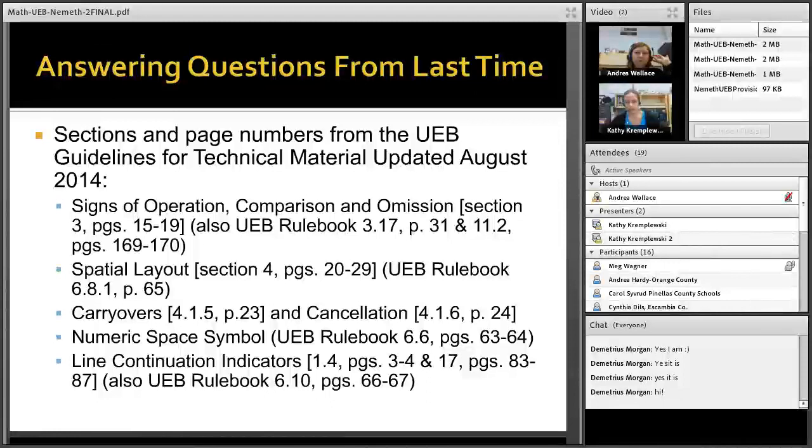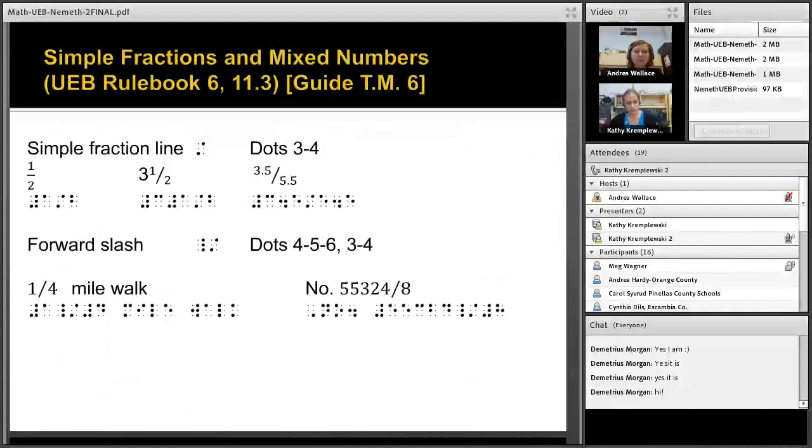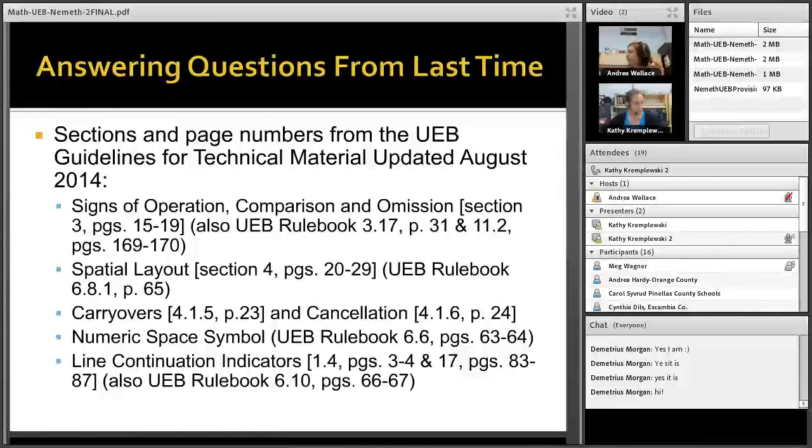You've got the spatial layout. And I think it was Teresa last time who was asking about how to do carryovers and cancellation within spatial problems for addition, multiplication, things like that. So I added that in here, where that's located in the technical manual. And then the numeric space symbol, and line continuation indicators and stuff. So the burning questions too. We did see them, but we're going to be addressing a lot of that in the next webinar when we talk about the decisions and how to tell which one we should do. So we are not ignoring your questions, but they all will fit better into the last webinar.